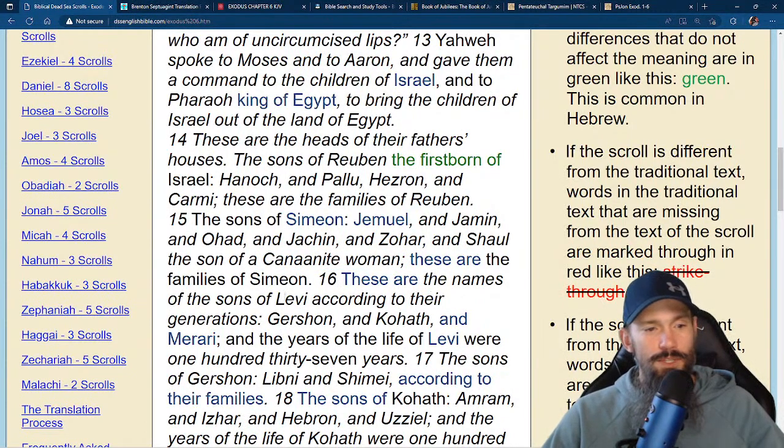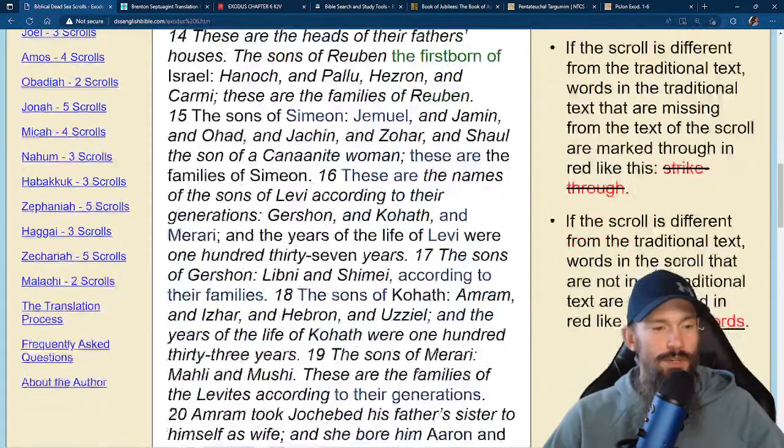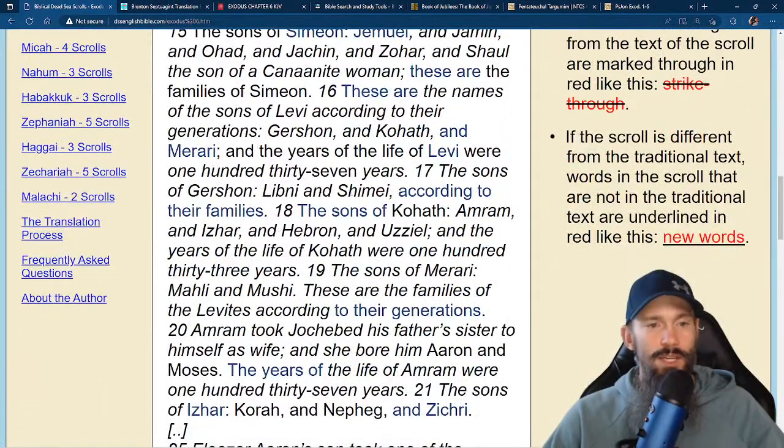These are the names of the sons of Levi according to their generations: Gershon and Kohath and Merari, and the years of the life of Levi were 137 years. The sons of Gershon, Libni and Shimei, according to their families. The sons of Kohath, Amram and Ishar, and Hebron and Uzziel. And we read the testament of Amram a few weeks ago in the Dead Sea Scrolls. And the years of the life of Kohath were 133 years.